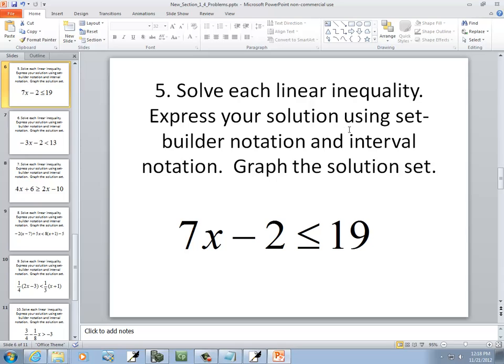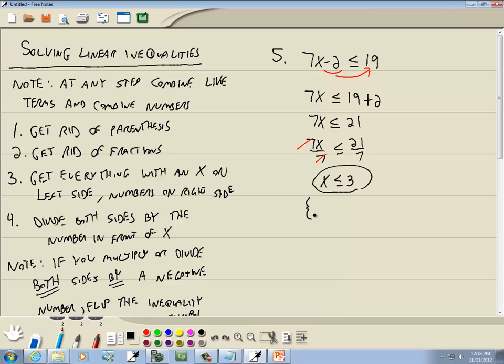Now it says express your solution using set builder notation, interval notation, and graph it. So set builder, very easy. You put curly brackets, x, the vertical bar, and then whatever your answer is. That reads the set of all x values such that x is less than or equal to 3. Now less than goes to negative infinity. Infinities always have parentheses on them. The equal to part means I put a bracket on the 3. Graph-wise, bracket on the 3, and it's shading to negative infinity.